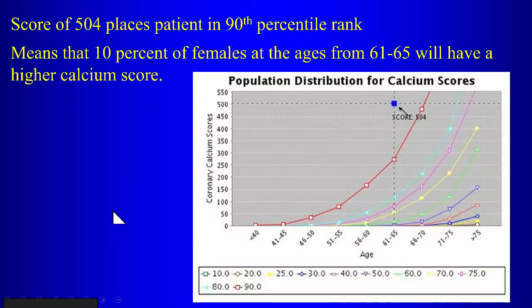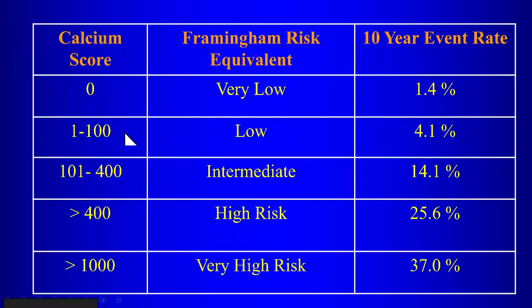Okay? And then we can look at this for this particular patient, who I guess was around 62 years old. This patient had a calcium score of 504. This placed the patient in the 90th percentile rank. 10% of females at that age will have a higher calcium. And this software tells you all of this, okay, after you've pointed out where the calcifications are.